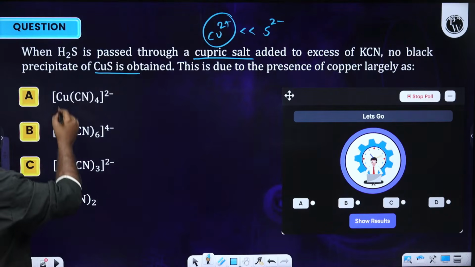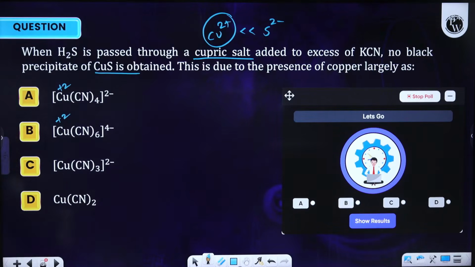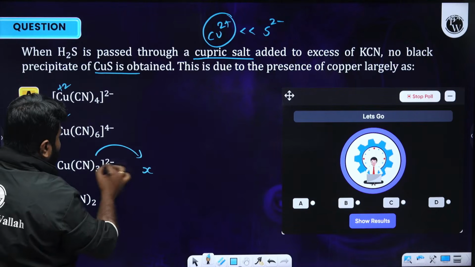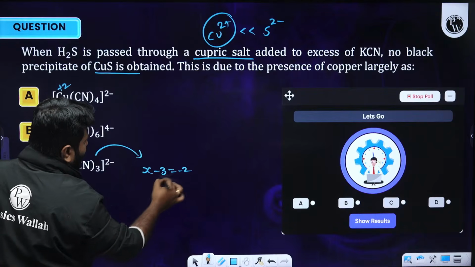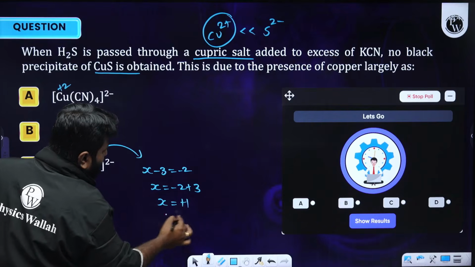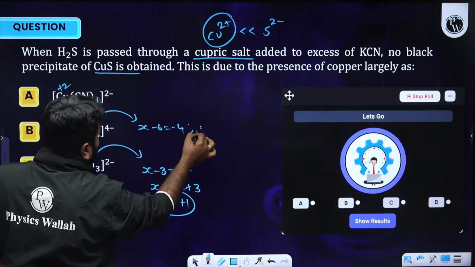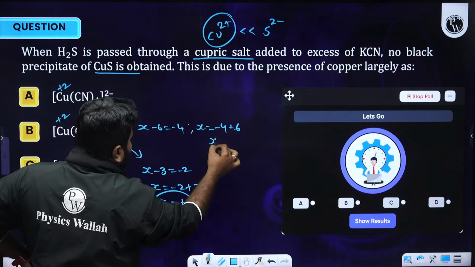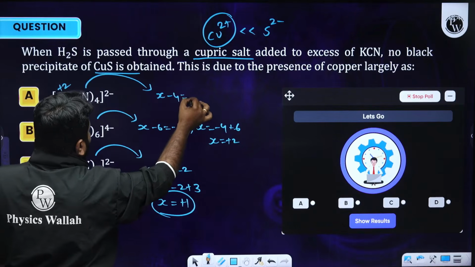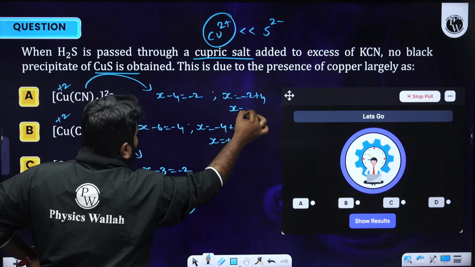So here Cu exists in plus 2 state, here also plus 2 state. Here Cu exists in which state, my dear students? Calculate what will be the oxidation state. x minus 3 is equal to minus 2, x will be equal to minus 2 plus 3, so x will be equal to plus 1. Here, what is the state? x minus 6 is equal to minus 4, x is equal to minus 4 plus 6, x will be equal to plus 2. Here, x minus 4 is equal to minus 2, so x is equal to minus 2 plus 4, x will be equal to plus 2.